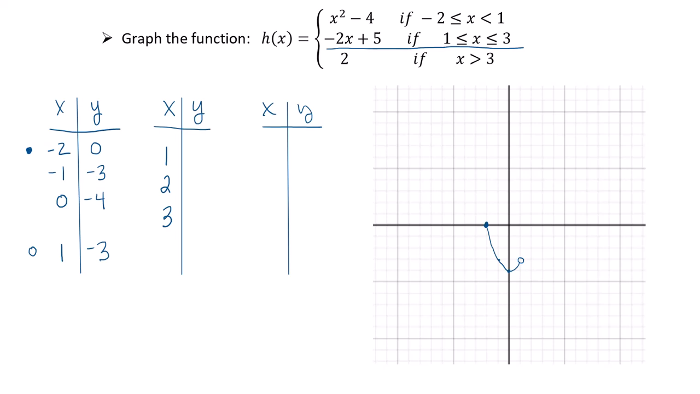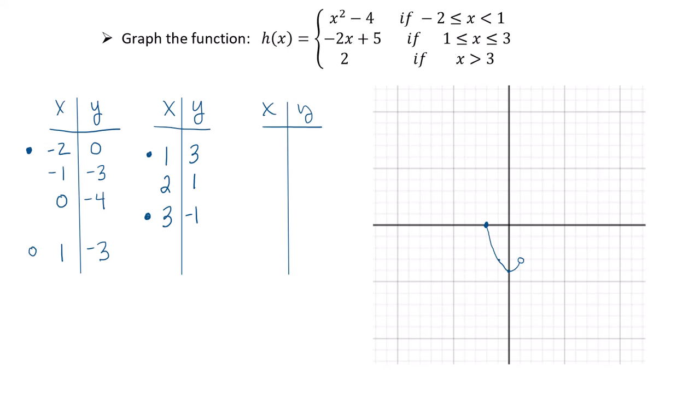Again, let's go ahead and notate to the left of the table whether the boundary points are included or not. Since we have equal to on both of those endpoints, this means we're going to include both of the boundaries. Let's put 1 into the function. I have -2 plus 5 is 3. Put in a 2. I have -4 plus 5 is 1. Let's put in a 3. I have -6 plus 5 is -1.